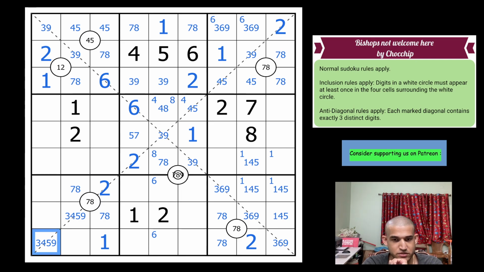What am I missing here? 1. That's a simple elimination. I could have spotted it. It's 4 and 5. Okay, 6 in row 8 can't be here. It must be either in this cell or this cell. Okay.